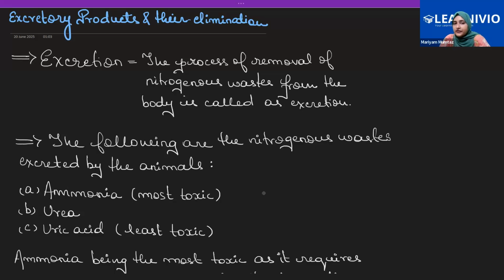Now, during the process of excretion, the blood of the organism is filtered to remove the poisonous stuff or the stuff that is not needed, and then it is expelled out of the body. So the whole process of excretion is the removal of nitrogenous waste from the body, right? So let us see what are the various kinds of nitrogenous waste.